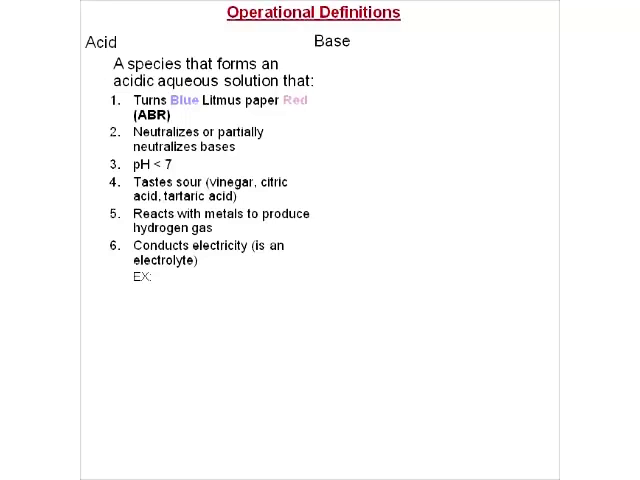And some common examples of household acids that we would have around us, right? We would have acetic acid, which would be vinegar.